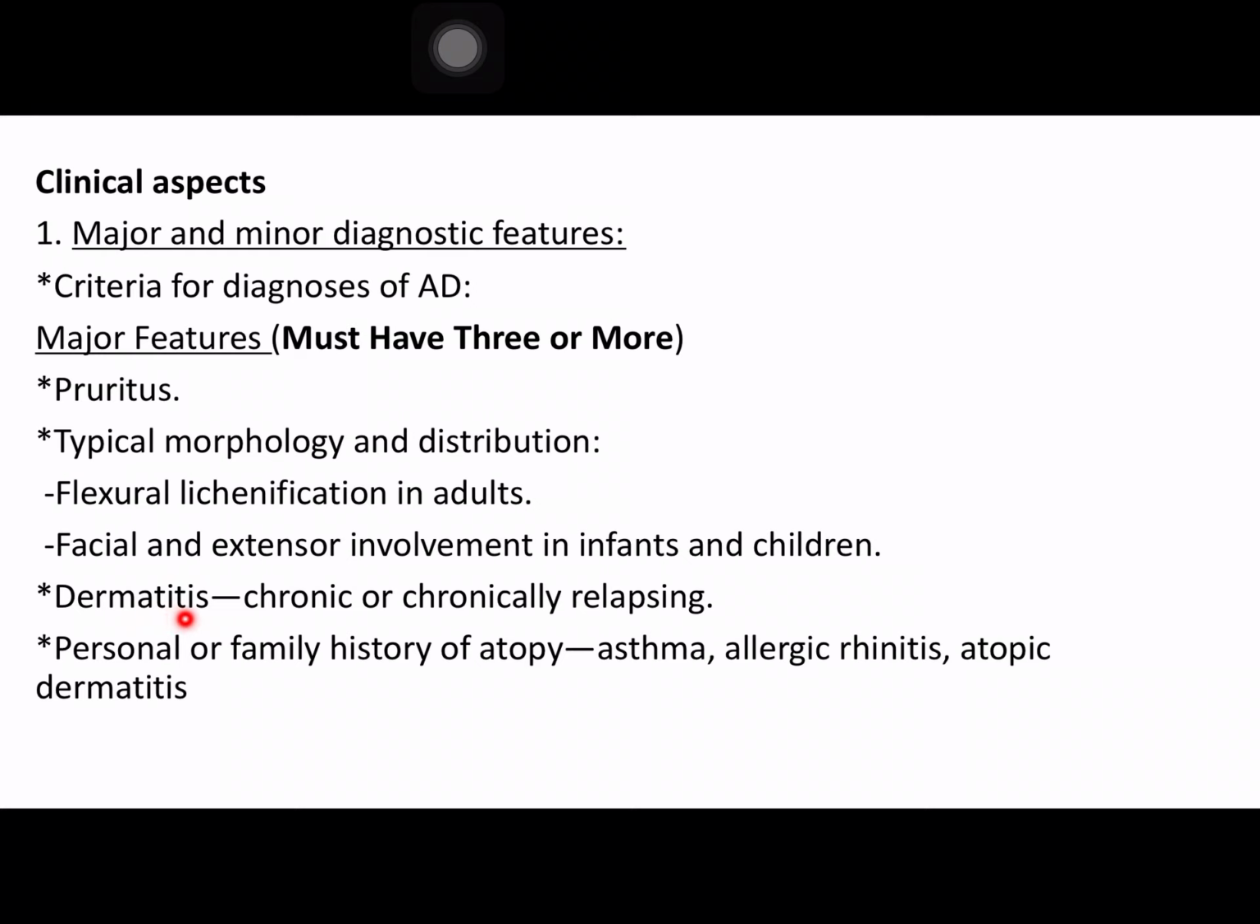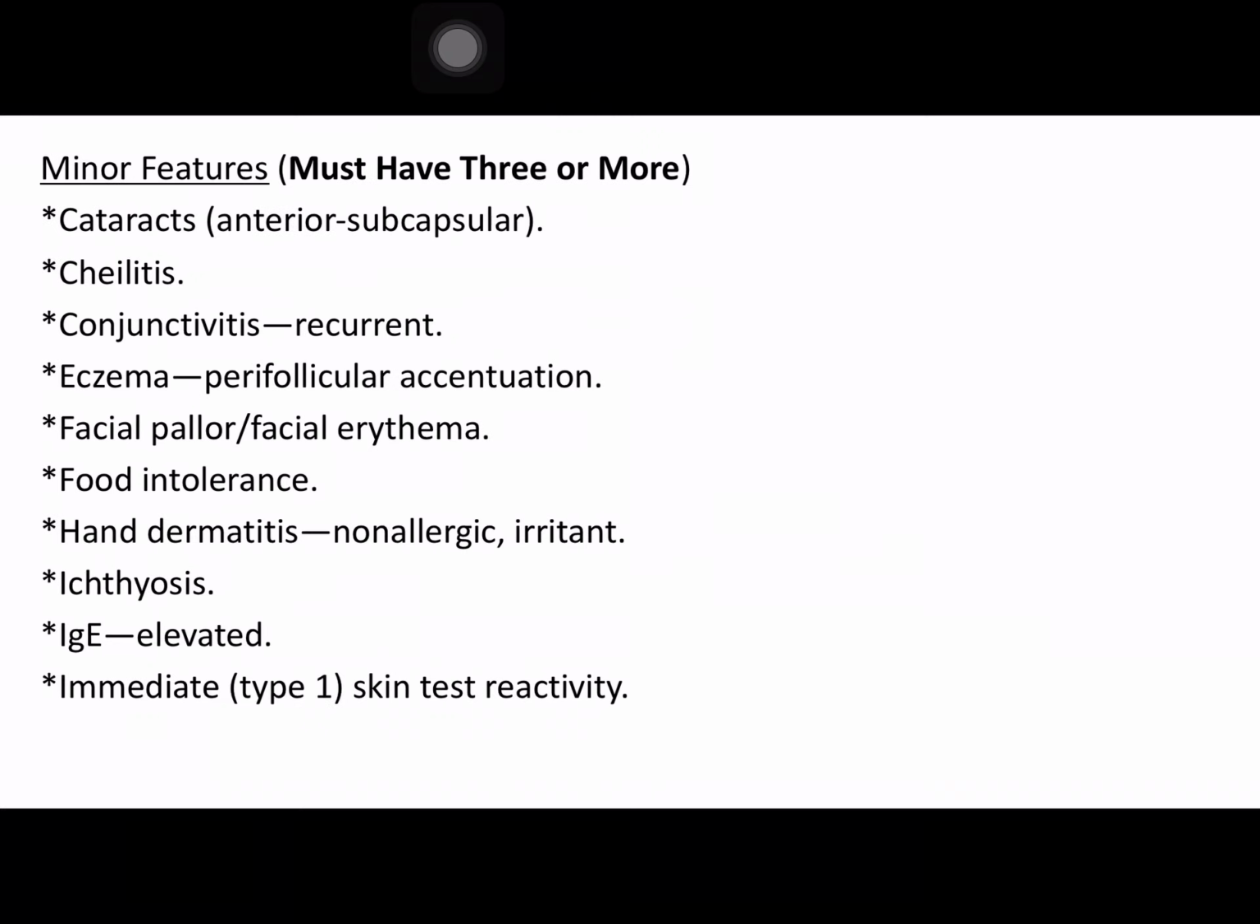Ask for dermatitis, chronic or chronically relapsing course, and a personal or family history of atopy: any atopic disease, so asthma, allergic rhinitis, atopic dermatitis. This is regarding the major criteria; the patient must have three or more of them. Among the minor criteria, we have many features, and the patient also must have three or more to confirm the diagnosis.